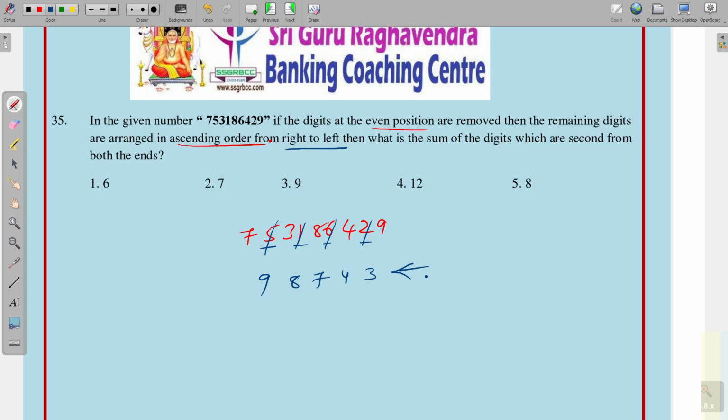What is the sum of the digits which are second from both ends? Second from both ends, it is 8 plus 4. It is 12. Total is 12.